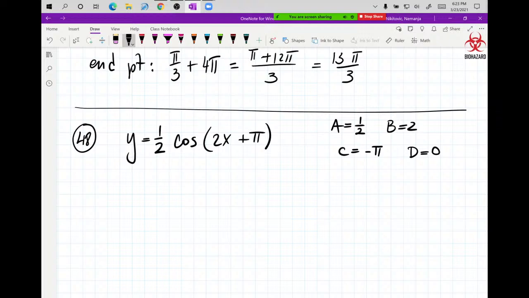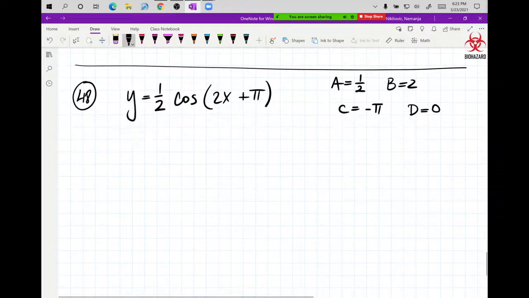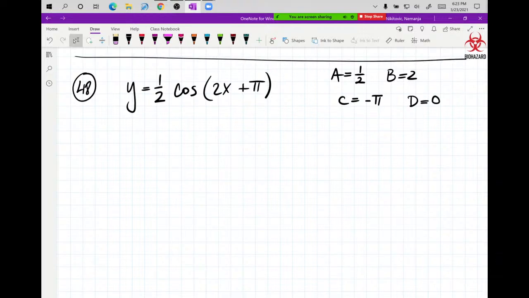And now we are going to take a look at the way to put this graph together. Now remember, immediately calculate your period, and you can also calculate start and end point and then just put the graph together. So period is equal to 2 pi over b. That is 2 pi over 2. The period is pi.